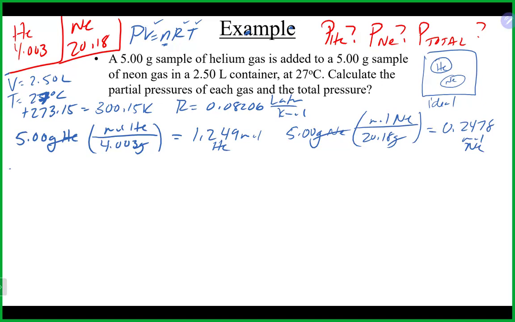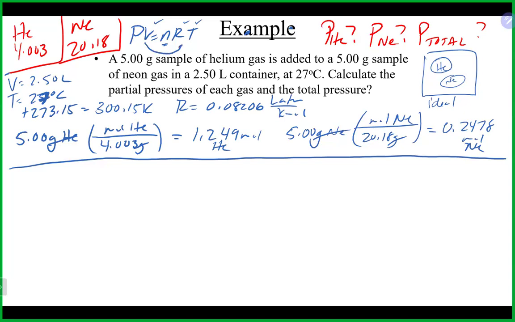So we're ready to calculate the pressure of each of these gases. And as I mentioned before, it's just the ideal gas law. We're going to divide volume to the other side, so P is equal to nRT divided by V. I'll do helium first. What I want to use here is the moles of helium, so 1.249. We'll use our R.